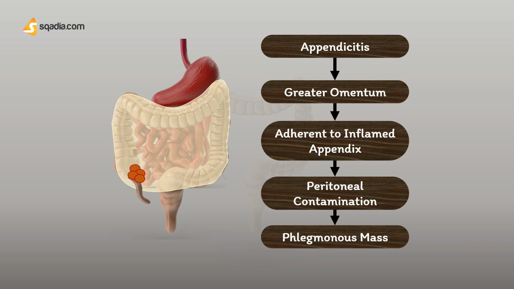So the patients will usually present with a history of pain in the right iliac fossa that's associated with anorexia and nausea for a few days. But the difference between this presentation and that of a typical case of appendicitis is that you'll find a mass to be palpable in the right iliac fossa. You'll also find rigidity of the abdominal musculature and tenderness.